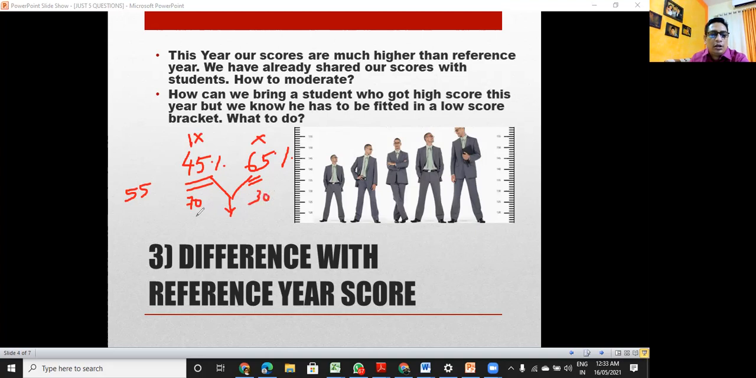or 80%, 20%, or 60%, 40%. Whatever is the case, by taking a simple Excel calculation, wherever you reach this score of 55, you can use this formula to bring the average of the child down to a desired score, which is the real ability of the child.